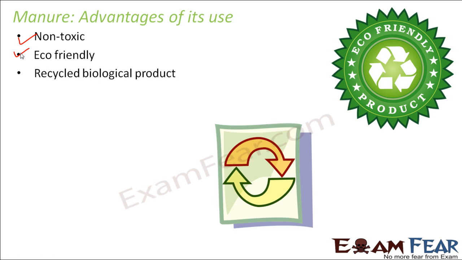It is a recycled biological product, because the raw material for preparing manure is nothing but plant and animal wastes. So it is basically created out of waste products. Obviously it is a recycled product. That is all the more helpful, because our environment wants to get rid of the waste. So we want to utilize the wastes in the best possible way, and it is a recycled product.